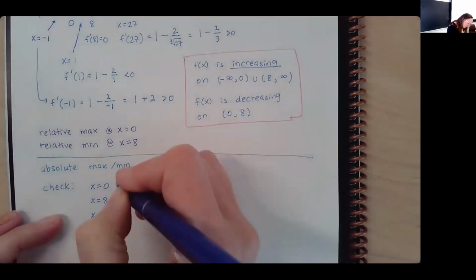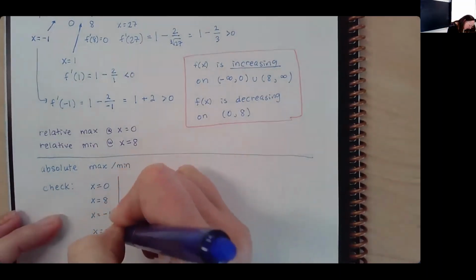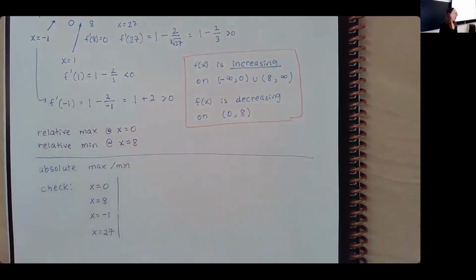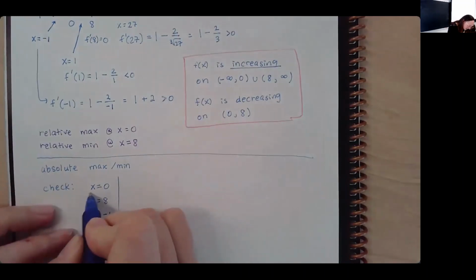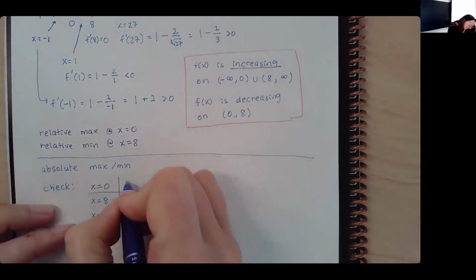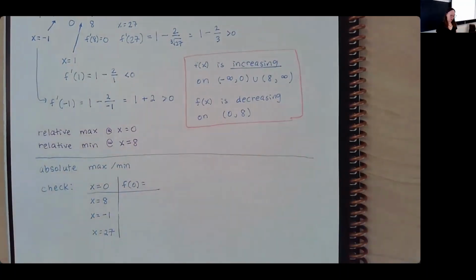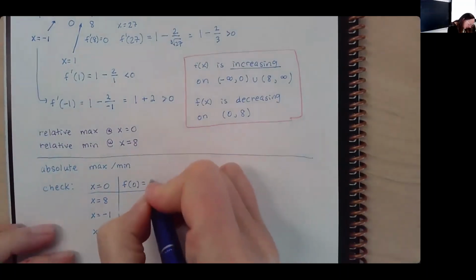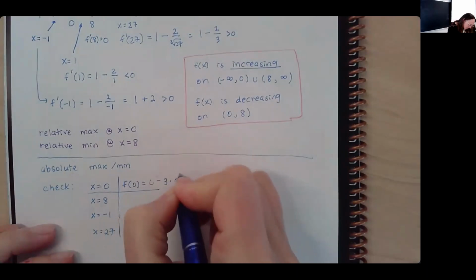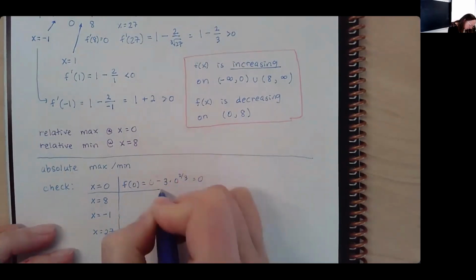And when I say to check these, what we're looking for is the highest and lowest point on the graph. And to figure out how high we are in the graph, we're looking for the y values. So when x equals 0, I'm looking at f of 0, not the derivative, just the actual function. 0 minus 3 times 0 to the 2/3. Well, that's 0. Cool.